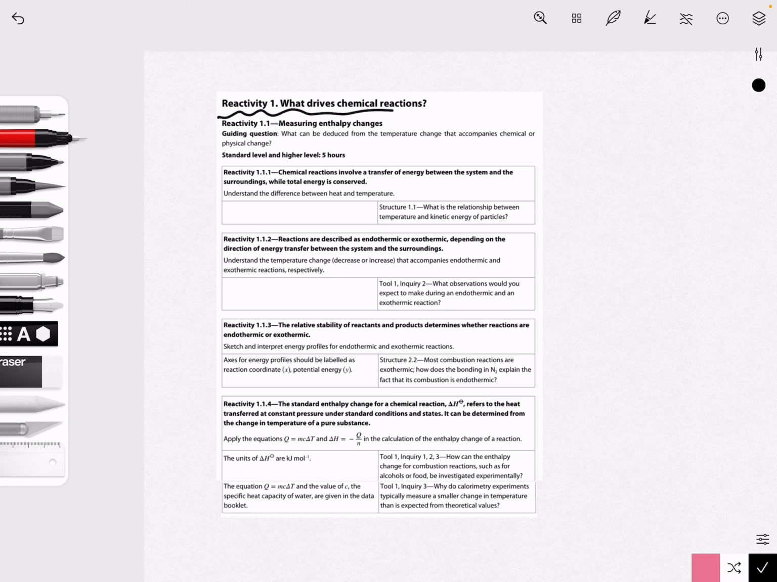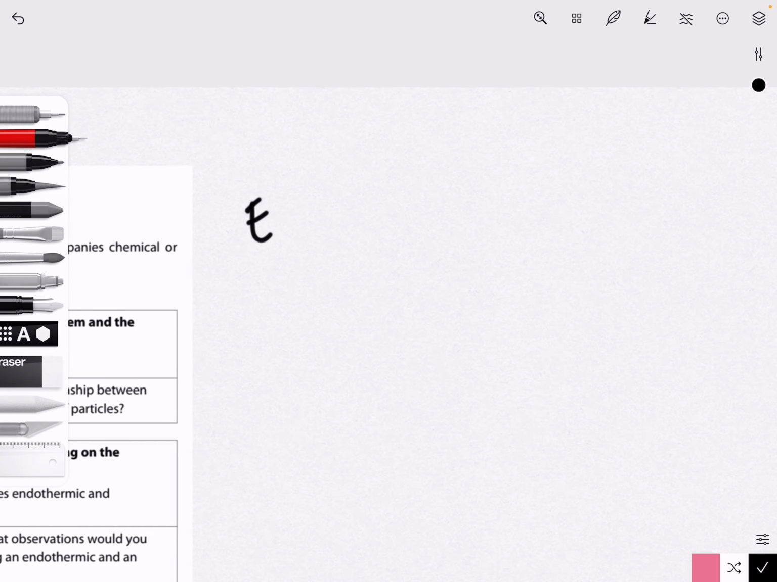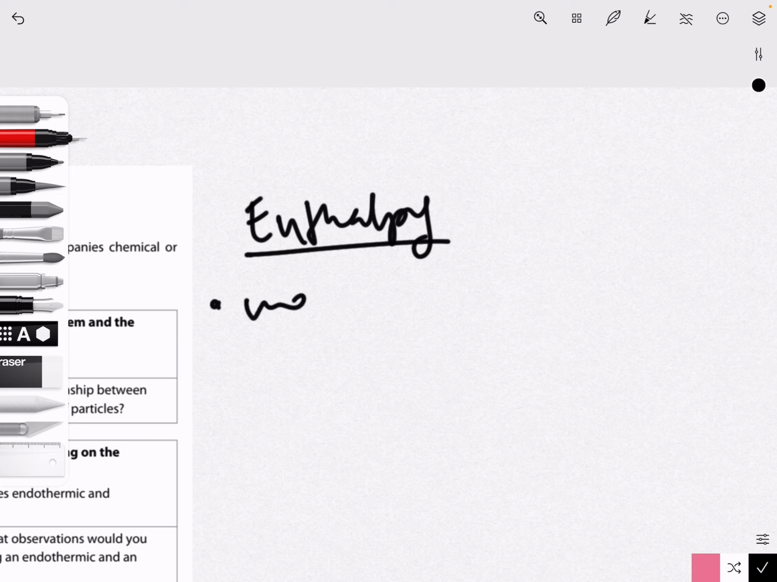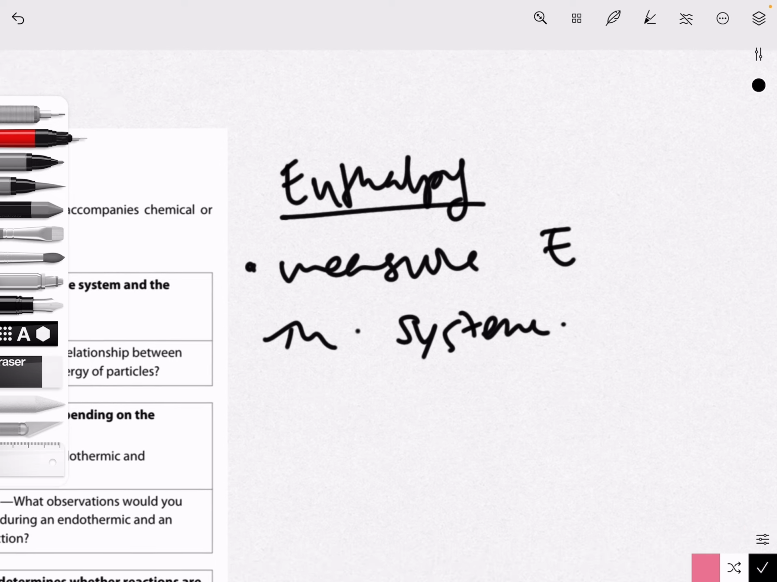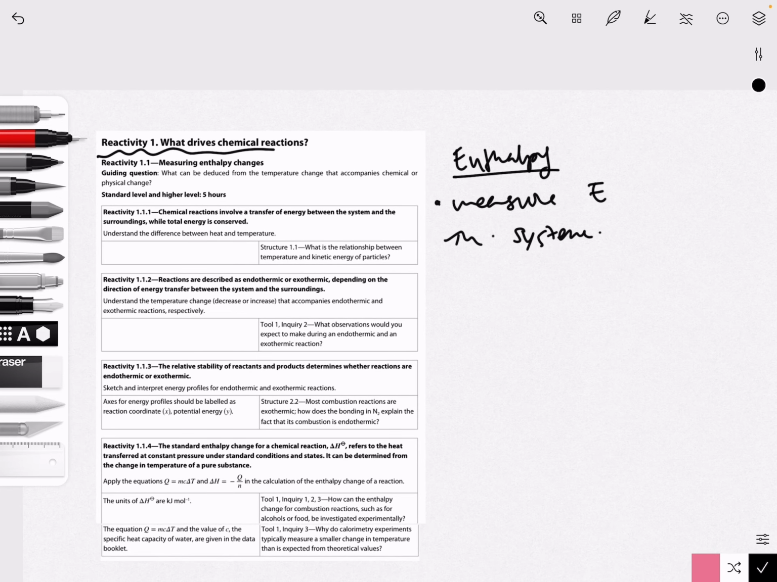Today we will be looking at measuring enthalpy changes under the reactivity topic. So let's get to defining what enthalpy is. Enthalpy is simply a measure of energy within a thermodynamic system. This way we now better understand what this is because we will be using this word a lot today.